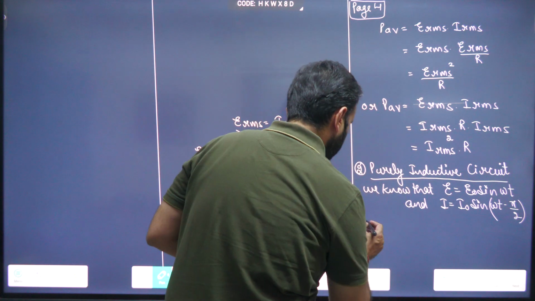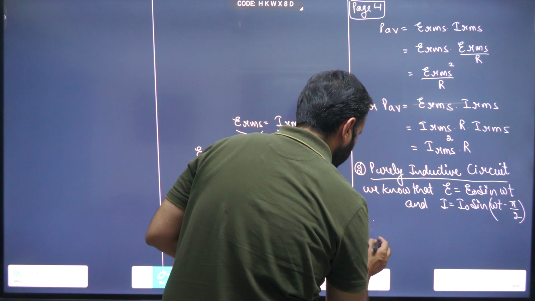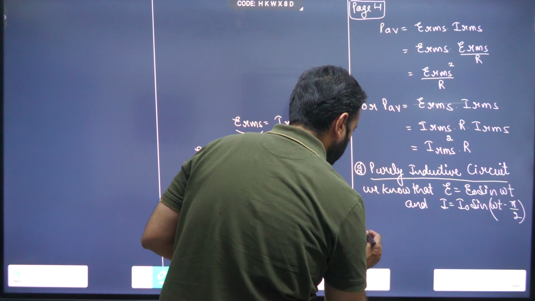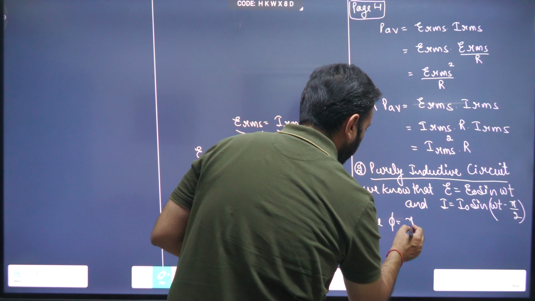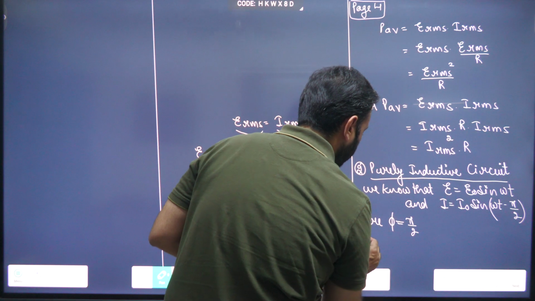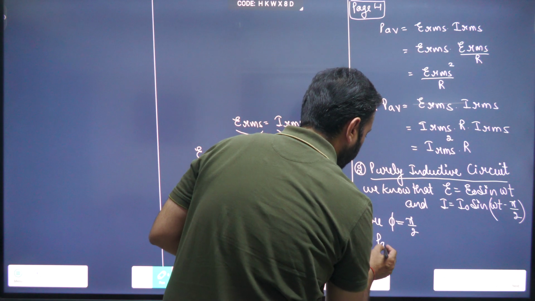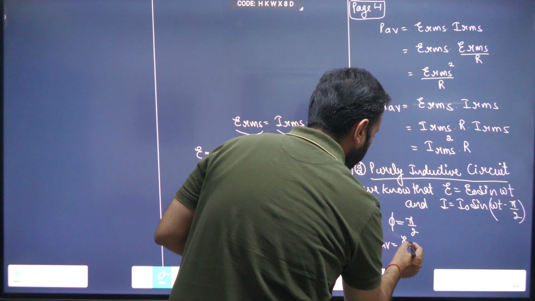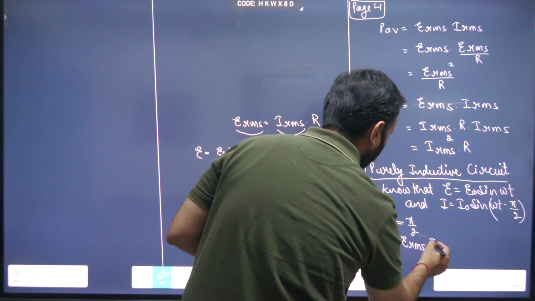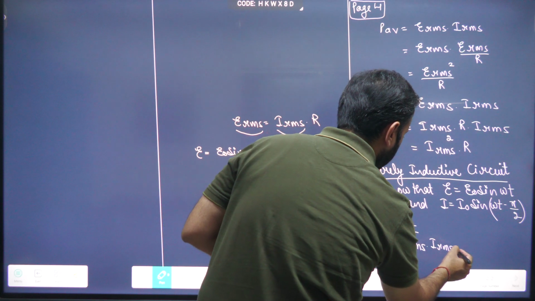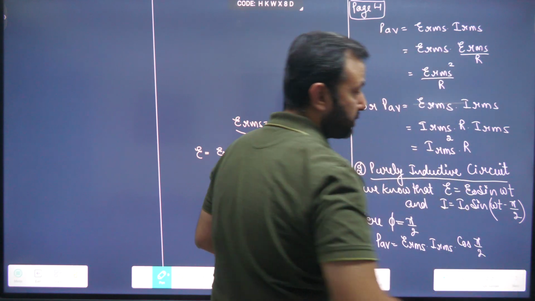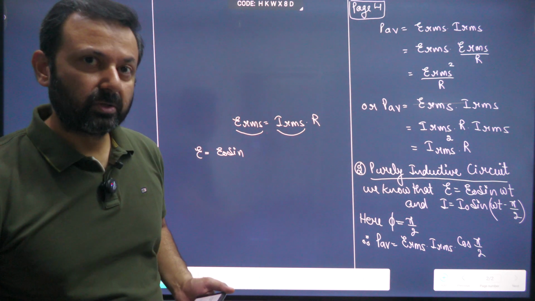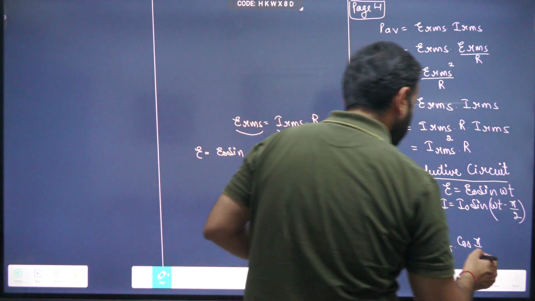So here phi is equal to pi by 2. Therefore, P average is equal to ERMS into IRMS into cos pi by 2. What is cos pi by 2? Cos pi by 2 is 0. 0 into anything is equal to 0.